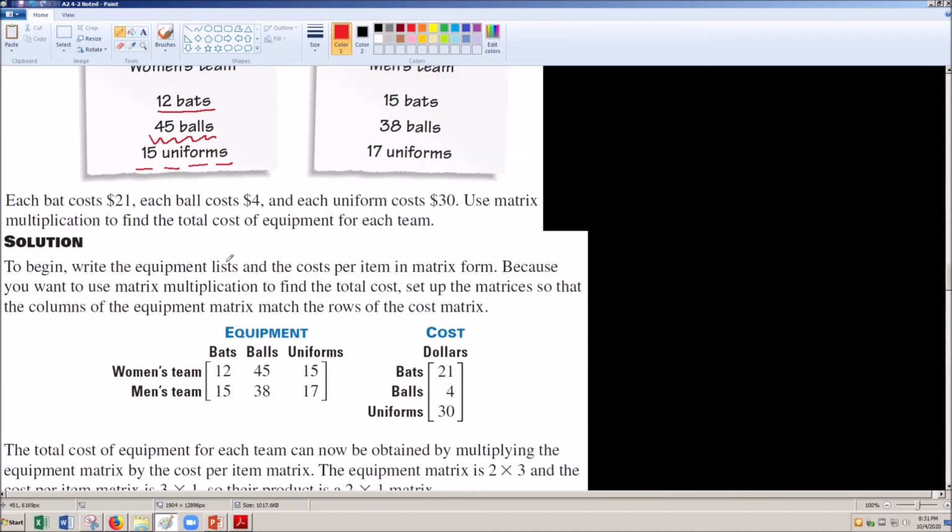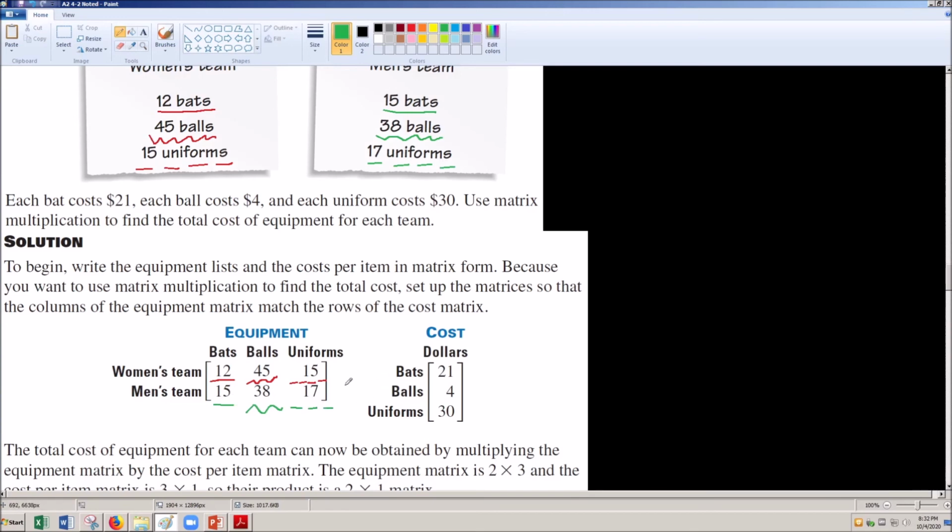So I'm going to flip down here. For the women's team, we see that we have 12 bats, 45 balls, and 15 uniforms. For the men, we'll do the same thing. We have bats, balls, and uniforms. So here we're going to have our bats, our balls, and the uniforms.